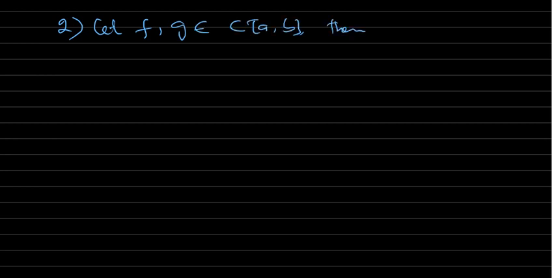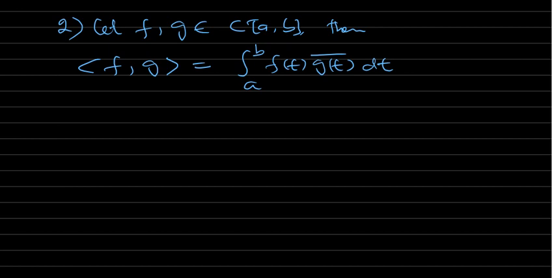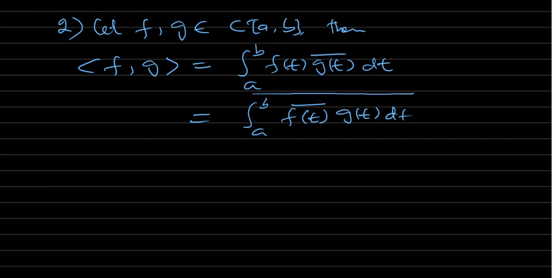Then you can see this by definition is equal to the integral from a to b of f of t times g of t conjugate dt. So this is equal to the integral from a to b of f of t conjugate g of t dt, whole conjugate. Because we know that the conjugate of an integral is equal to the integral of the conjugate.